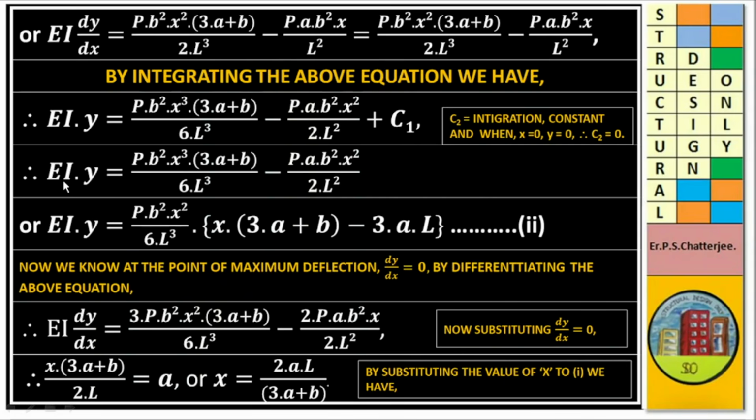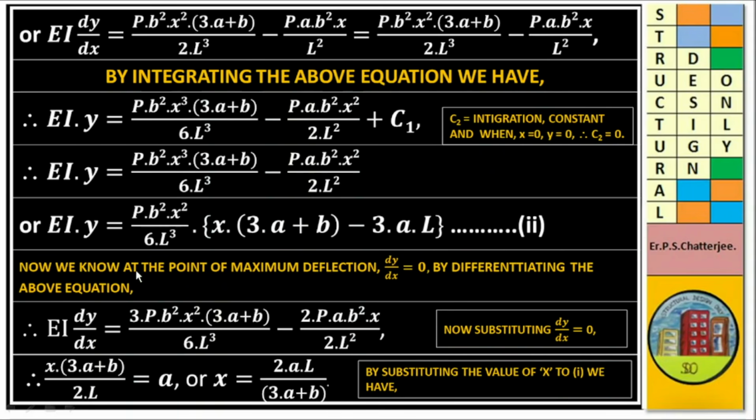Therefore, EIy is equal to P into B square into x cube into 3A plus B by 6L cube minus P into AB square into x square by 2L square, or EIy is equal to P into B square into x square by 6 into L cube into x into 3A plus B minus 3A into L. This is our equation number 2.